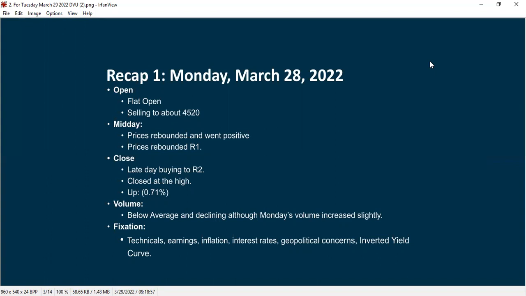One thing that is a little concerning is that volume was below average. And last week we saw each successive day have a lesser amount of volume. Monday's volume was also below average, but it was a little bit higher than Friday's volume. The technicals are looking quite positive right now. We're getting near the end of earnings season.